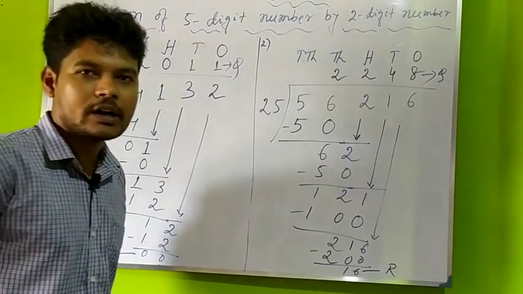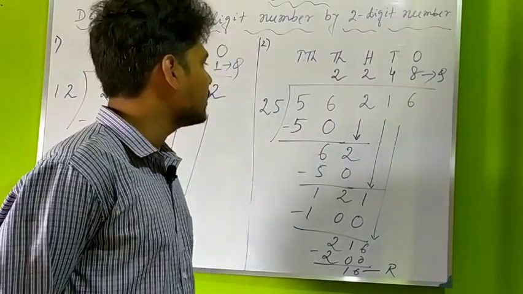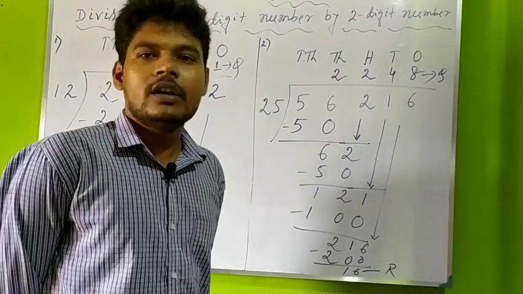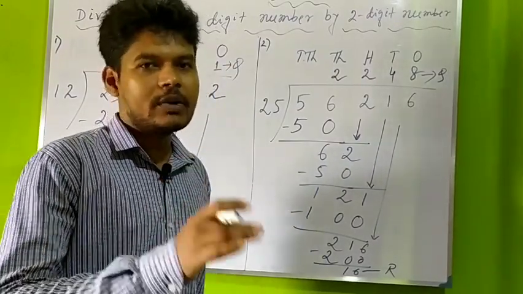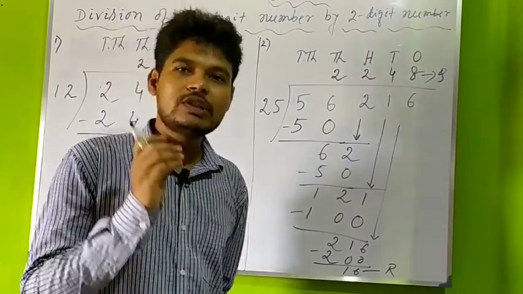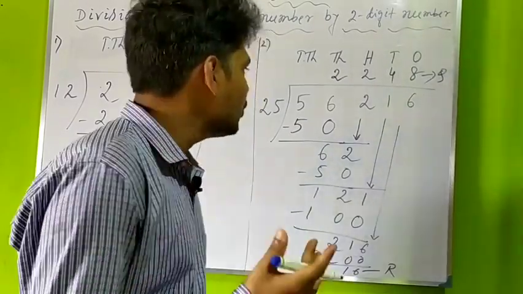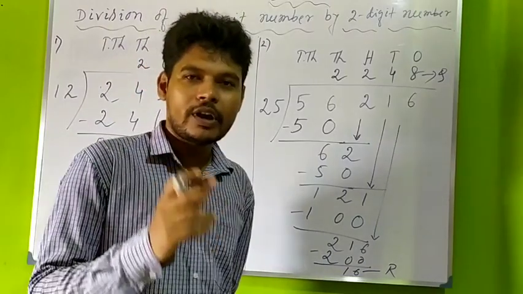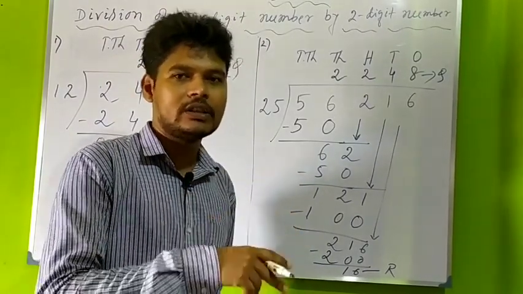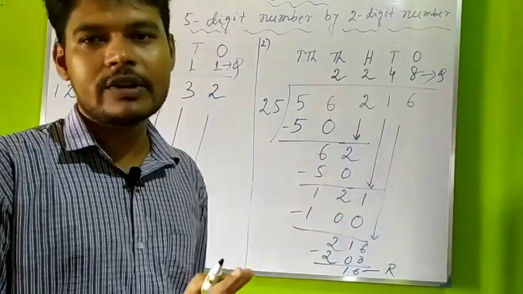If you remember the multiplication tables from 2 to 25, then it is a very simple process to divide any 5-digit or 4-digit number by a 2-digit number. Now we will see how to check after the division. You know the procedure: when you multiply the divisor with the quotient and then add the remainder, you get back the dividend, then your answer is correct, otherwise not.